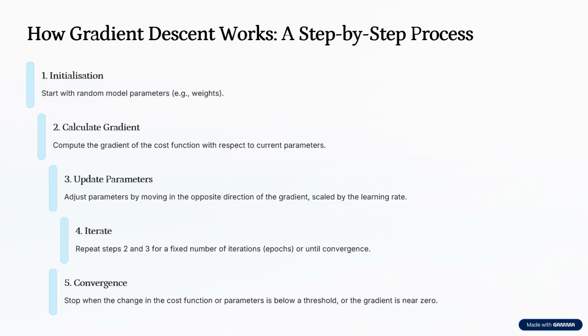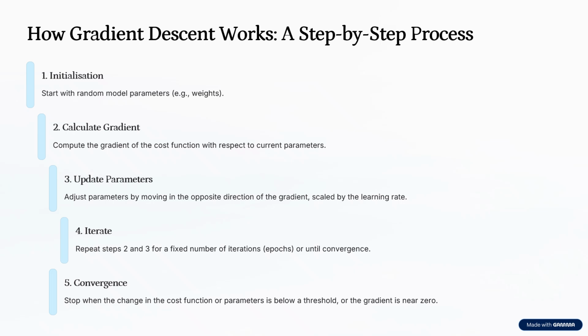How gradient descent works: a step-by-step process. Gradient descent can be broken down into 5 steps: initialization, calculate gradient, update parameters, iterate, and convergence. Coming to the first step, initialization means start with a random model parameter, for example, a weight or a bias. The second step is calculate gradient: compute the gradient of the cost function with respect to the current parameters.